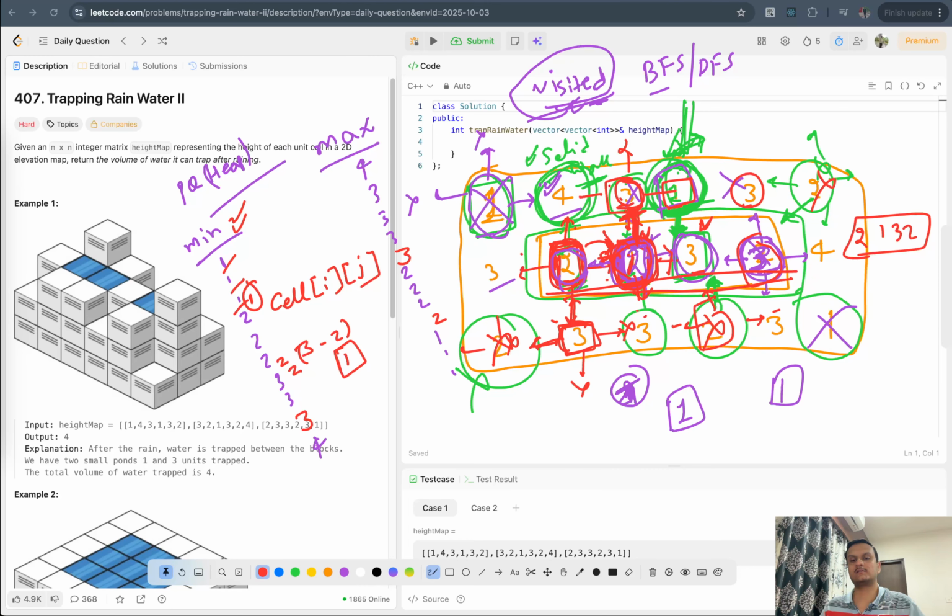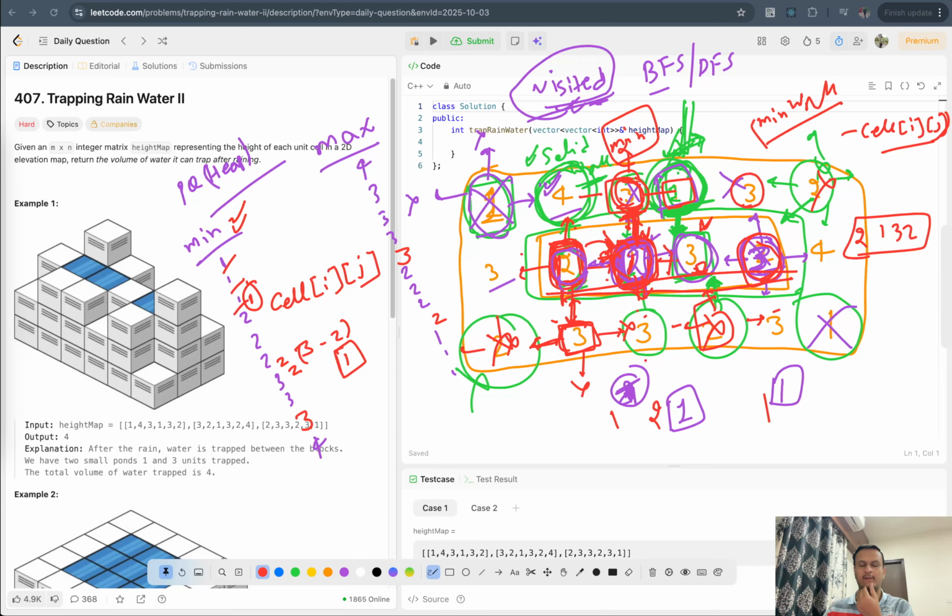Nice. Since I have already processed the boundaries, and this is the minimum of the boundary which we are processing currently, we can't go beyond that, but this is the minimum. So I found the minimum wall. Then I just need minimum wall minus cell of i comma j, and I will get how much water we can trap. So I can trap 3 minus 1, 2 units of water here. Then I will process this. So 1 water here, 0 water here, and here is 2 now. So 1 unit of water here. Oh, I think I kind of get it.